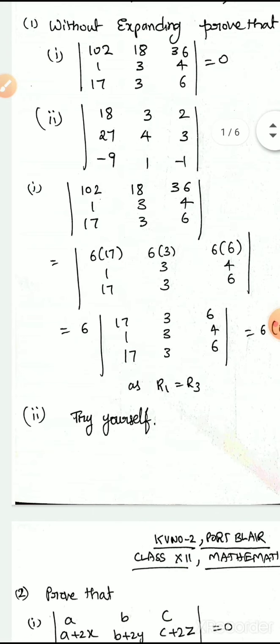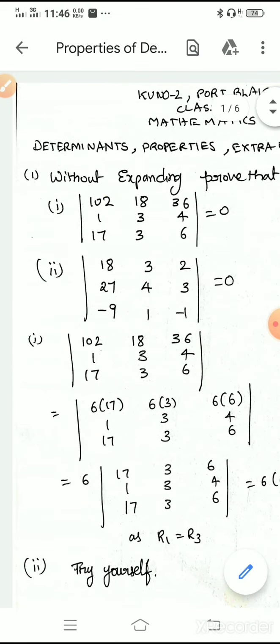In a similar way, you can try the second part. Look at the first one, second part: 18, 3, 2; 27, 4, 3; minus 9, 1, minus 1. You will have to express the first column as 9 into 2, 9 into 3, 9 into minus 1. So take 9 common out, then you can find column 1 and column 3 are identical. Then you can prove the given determinant as 0. So please try the first one and second one yourself.